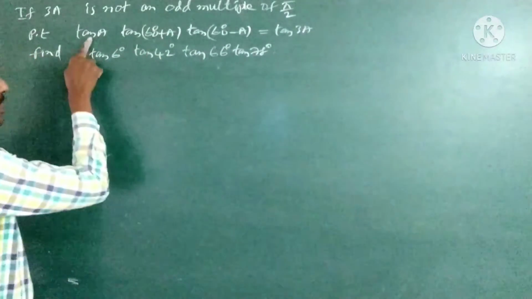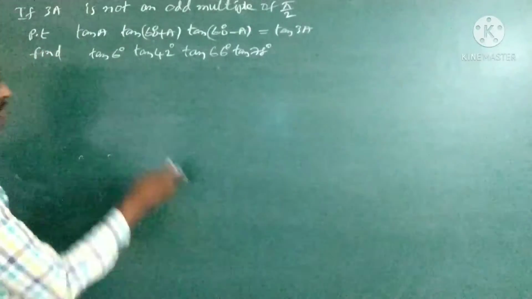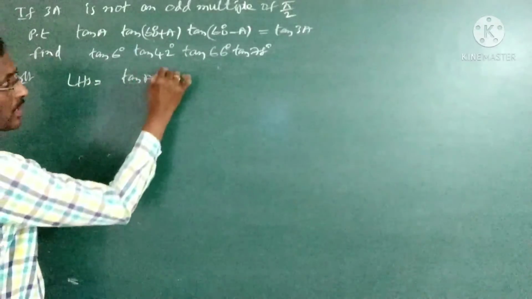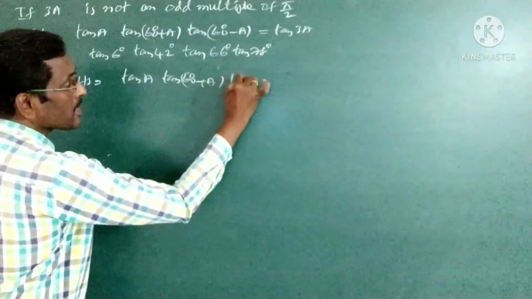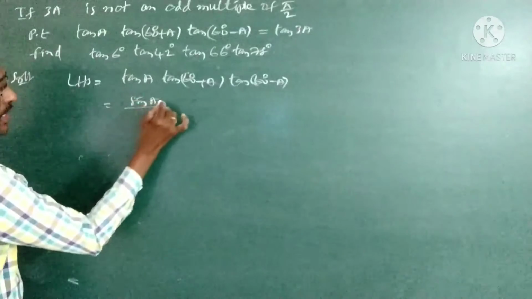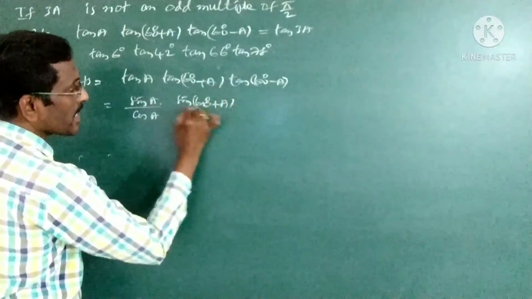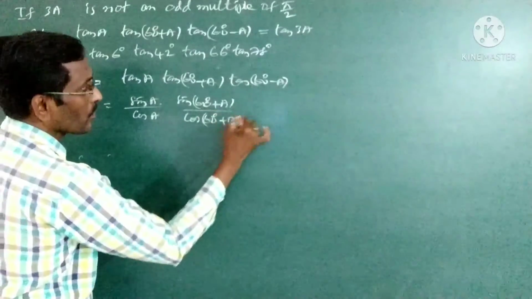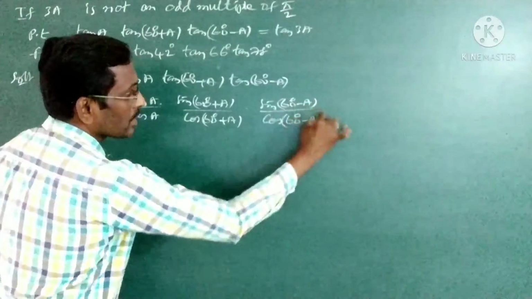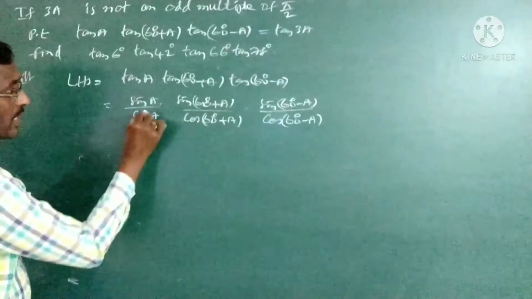So coming to the question, here the tan function is there. In the previous problem we solved for the sin and cos functions, so convert this into sin and cos functions. So the LHS of the problem is tan A tan of 60 plus A tan of 60 minus A. Converting into sin cos functions, this is equal to sin A by cos A, sin of 60 plus A by cos of 60 plus A, sin of 60 minus A by cos of 60 minus A. So all these are products, the numerator is a product and the denominator is a product, so we can separate them now, so that we can write it as a whole divided.